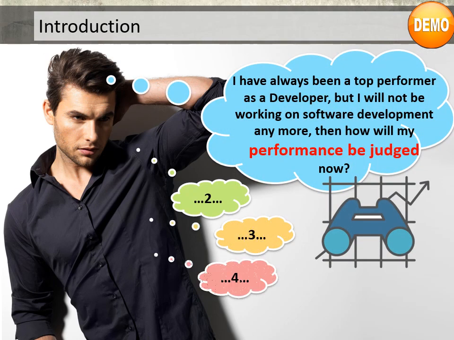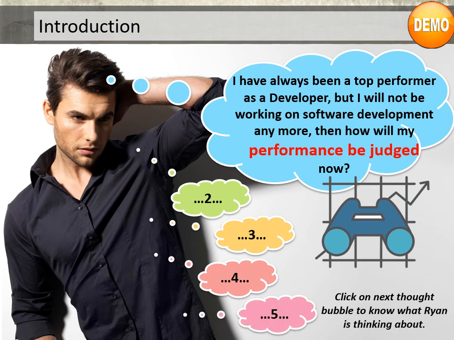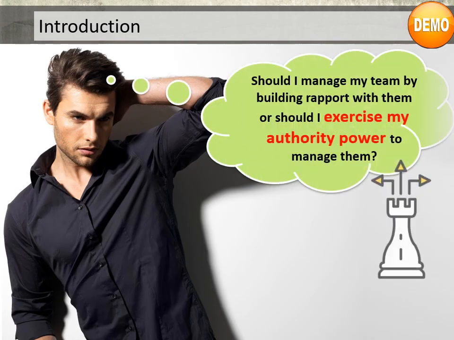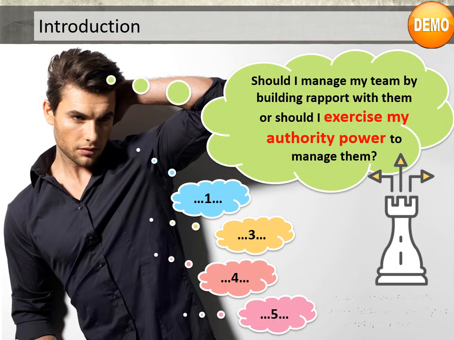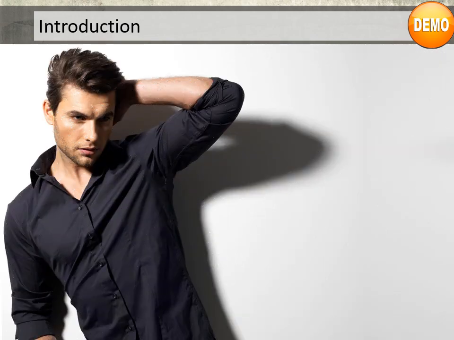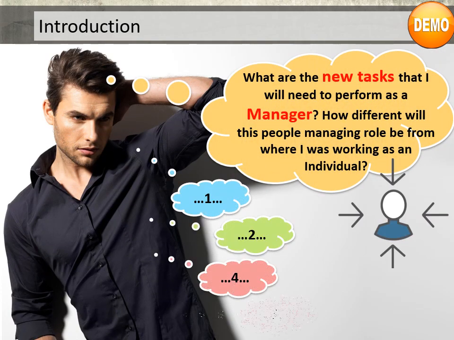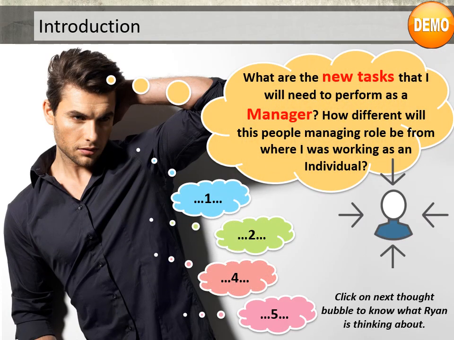I've always been a top performer as a developer, but I won't be working on software development anymore. Then how will my performance be judged now? Should I manage my team by building rapport with them, or should I exercise my authority power to manage them? What are the new tasks that I'll need to perform as a manager? How different will this people managing role be from where I was working as an individual?